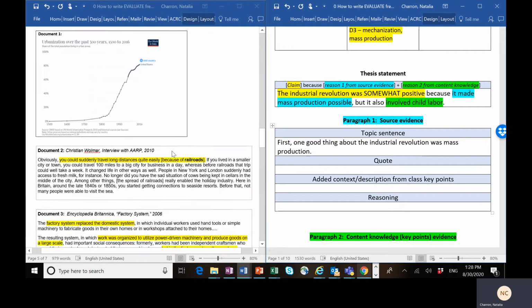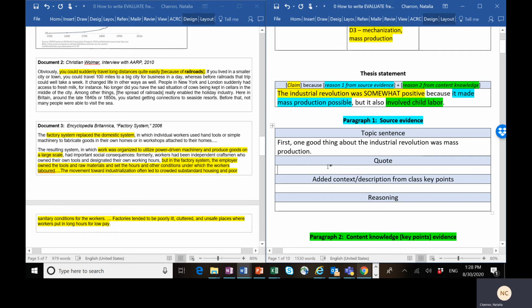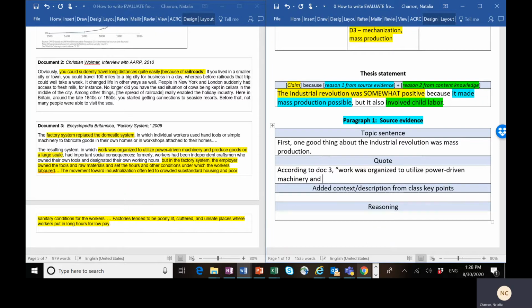So here I'm going to look at my documents, and I note that it's document 3 that I'm quoting. So according to doc 3, citing that specific quote, or that specific source will earn you a point down the road. According to document 3, quote, work was organized to utilize power-driven machinery and produce goods on a large scale. I wrote the whole quote. You could copy paste if this was a computer.